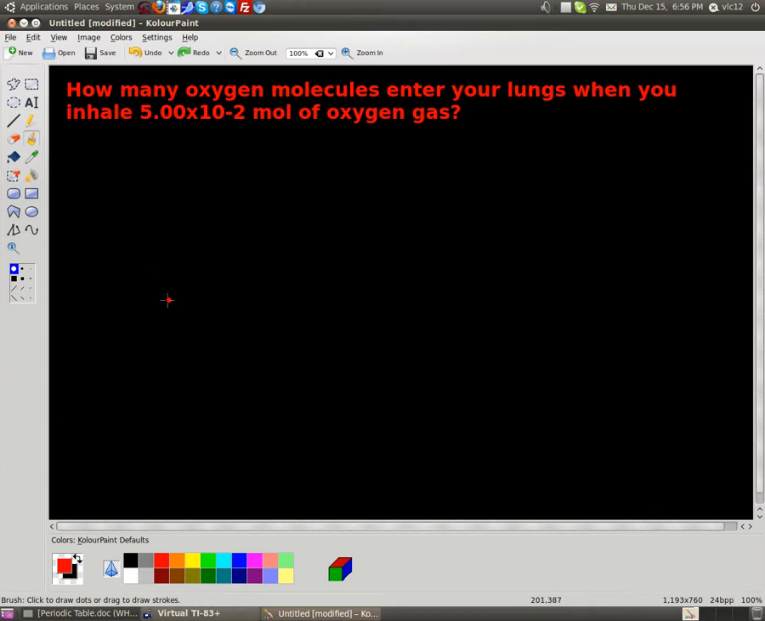Alright folks, welcome back. I had a request come in about how to do this problem, so let's go ahead and get started. In this problem it says, how many oxygen molecules enter your lungs when you inhale this many moles of oxygen gas? Well, I don't know, not off the top of my head anyway, but we can use some dimensional analysis, in this case we can call it stoichiometry, to get that number. So let me show you.